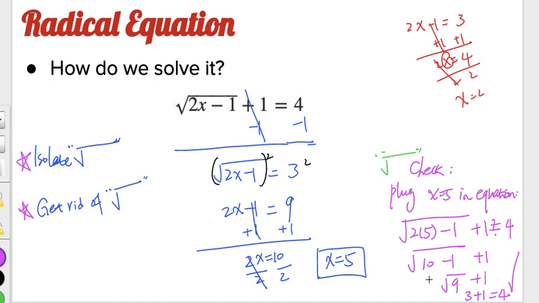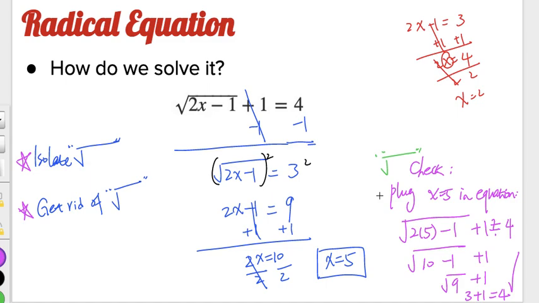Hello everyone, welcome back. In the previous video, we started a conversation about radical equations. We checked one example and figured out two things we need to do when we solve these equations: isolate the square root, and get rid of the square root symbol by squaring both sides of the equation. This is the major strategy we use when we solve these equations.